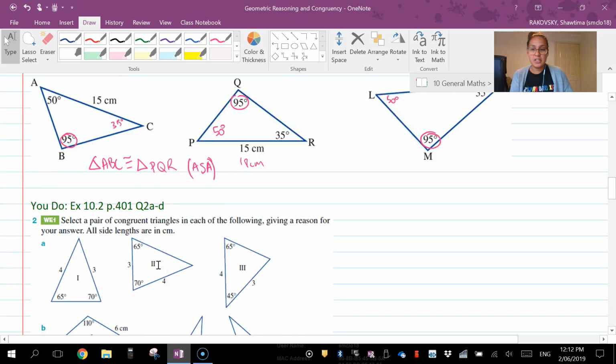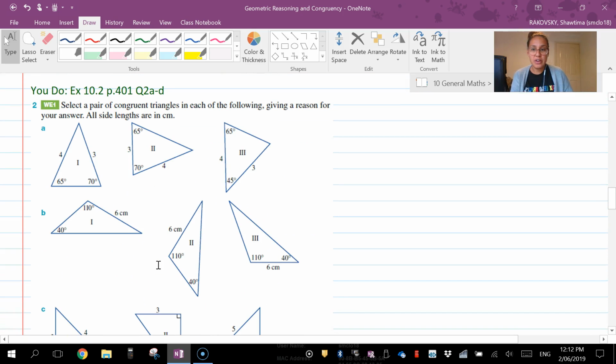I'd like you to pause the video, have a go at those, and select which ones are congruent triangles. You can just do 2A and B.